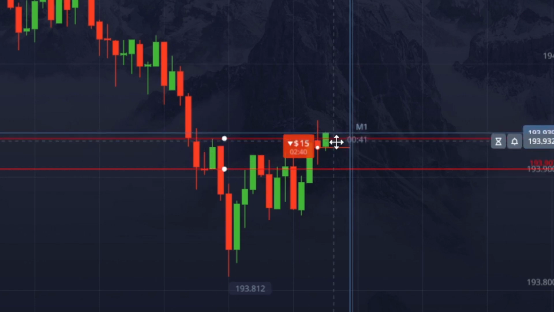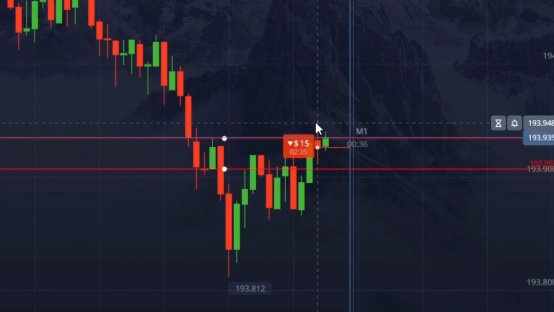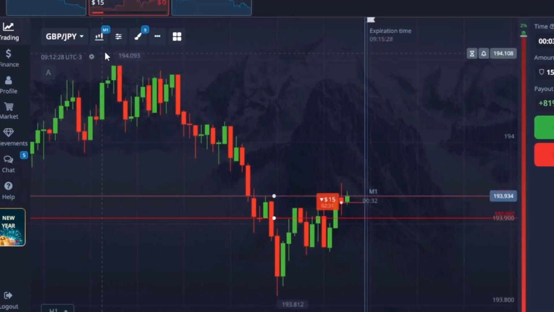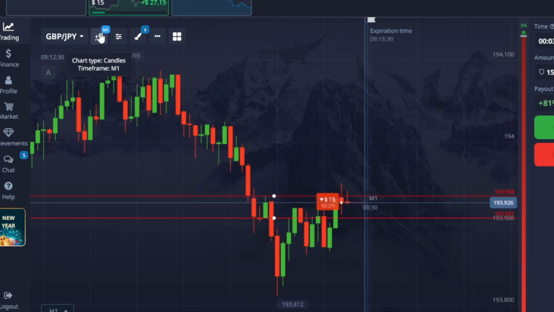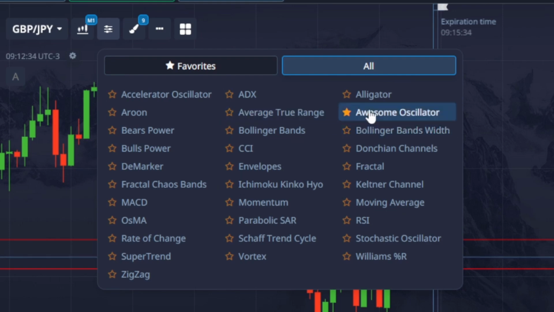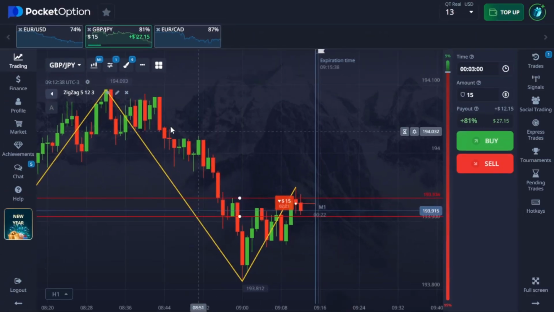How do I identify the trends? With an indicator. Let's use the trend guide here. It shows the trend of the asset in M1. Okay, click right here, right now. So, it's the trend of the asset in M1.